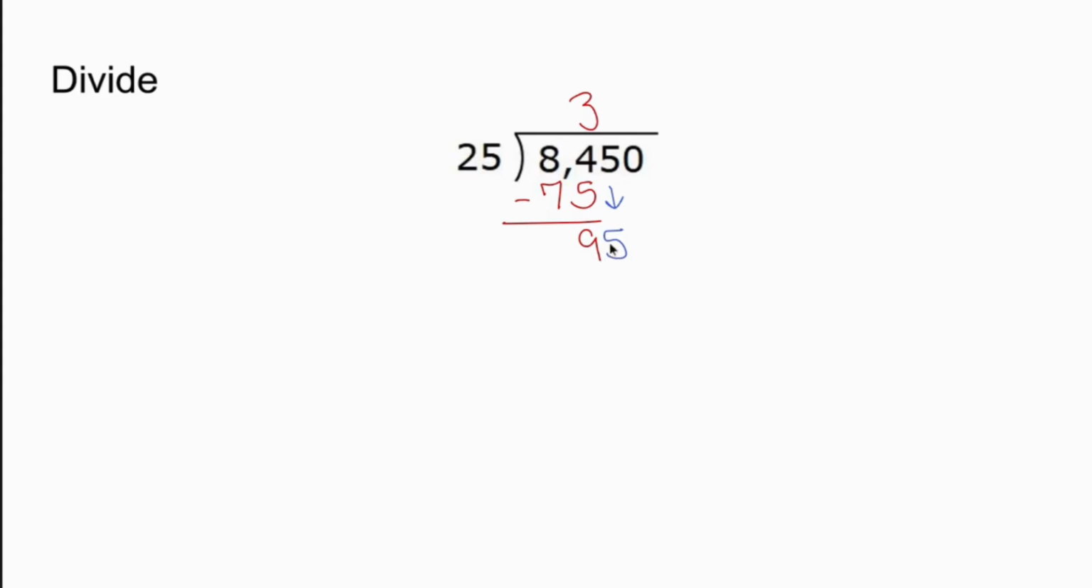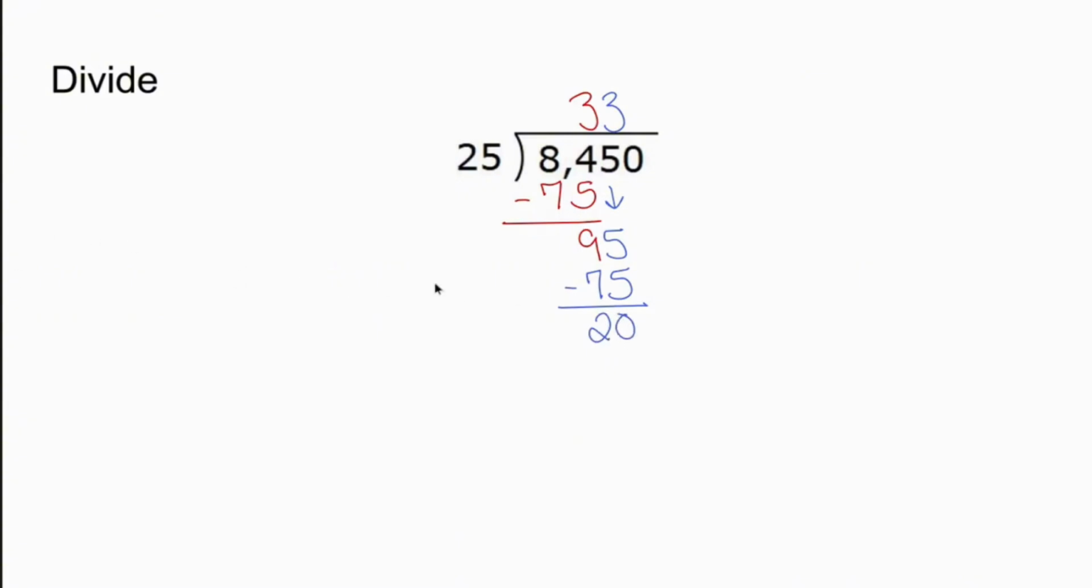25 times what is 95? Well, I'm going to put 3 again, because 3 times 25 is 75. We subtract. 95 minus 75, friendly numbers, is 20.